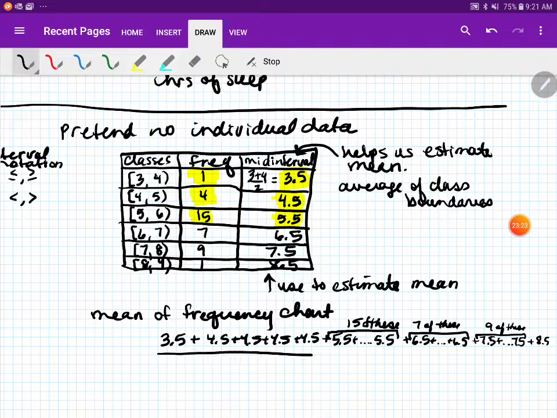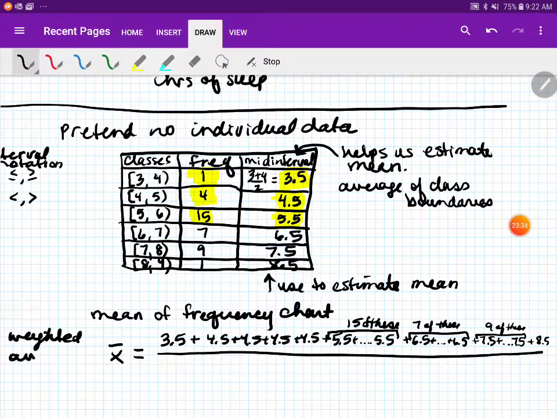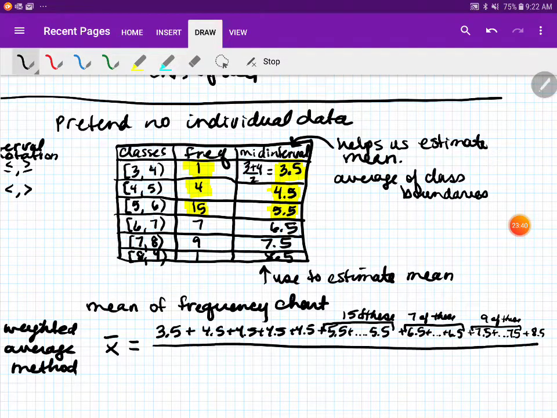And then when you divide, think of this as you're trying to find the mean. So here's the mean. This is called a weighted average. So this is the weighted average method. And then you divide by the total number of things that you have in the list. So I have 9 here. I have 1 over here. I have 7. I have 15. I have, what, 4 of these. I have 1 of these.